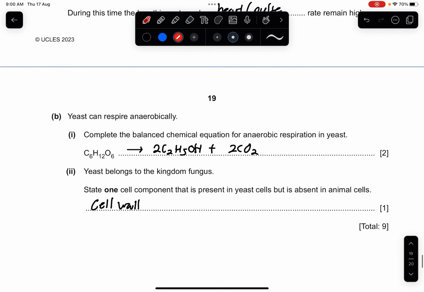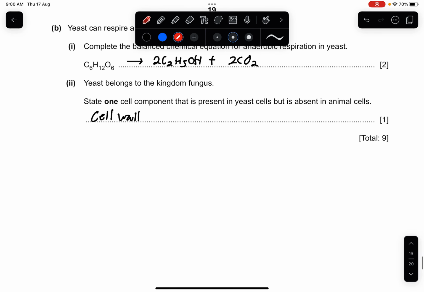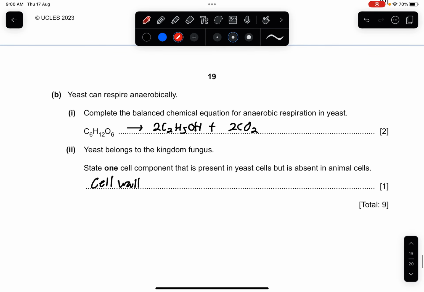So this is the 6 marks. Okay, last part. Yeast can respire anaerobically. Complete the balanced chemical equation for the anaerobic respiration in yeast. So C6H12O6 will become 2C2H5OH. This is basically ethanol or alcohol, and carbon dioxide will be released in the process.